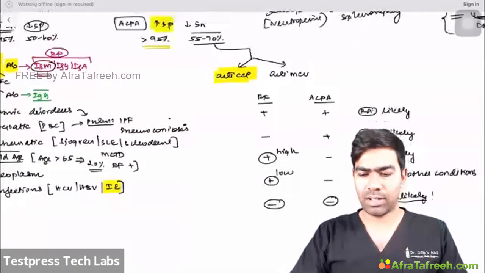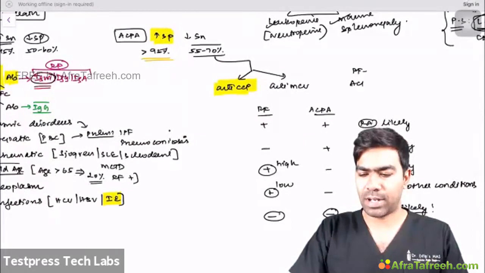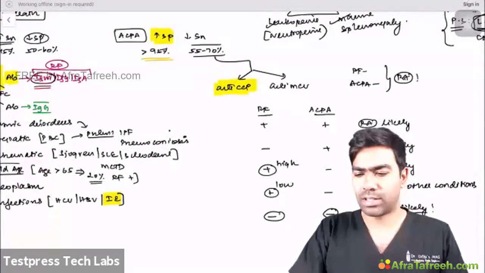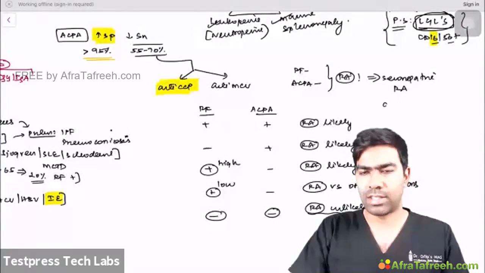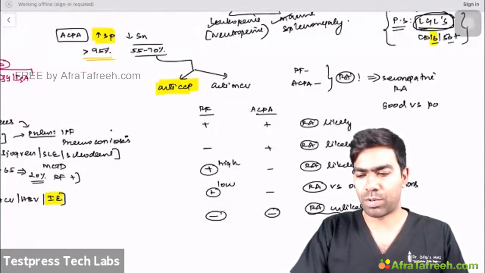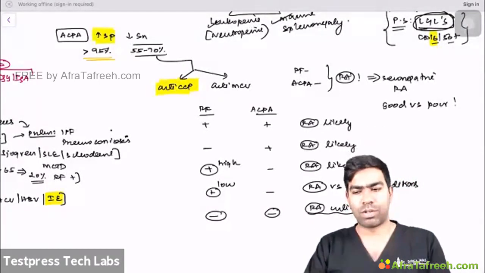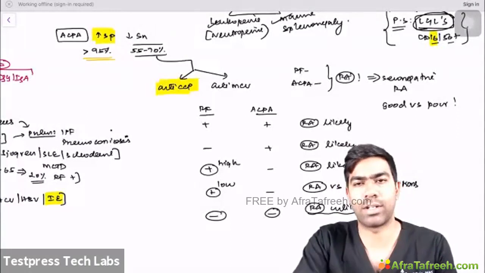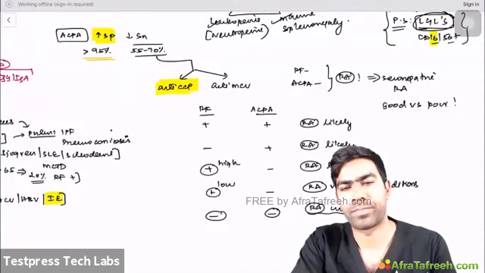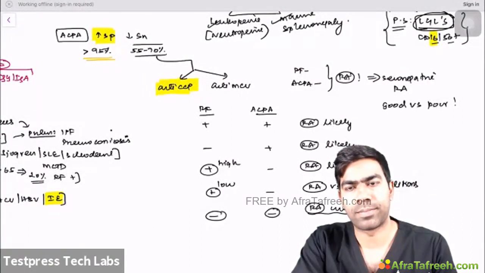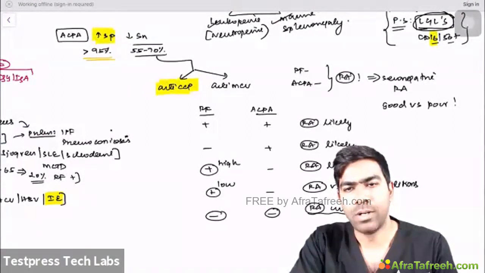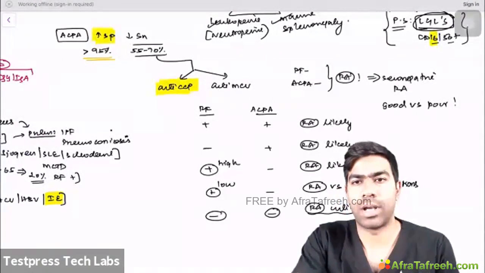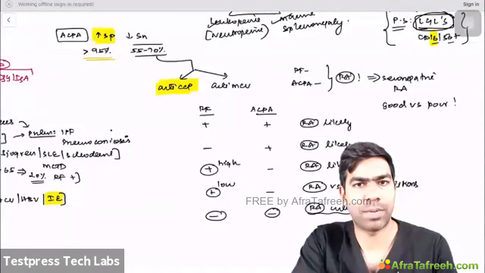Suppose the patient is having RF negative, ACPA negative, and still you are making a diagnosis of rheumatoid arthritis. Okay, fine, so now you call it seronegative rheumatoid arthritis. Is this disease going to have a good prognosis or a poor prognosis? What is your take? If you make a diagnosis of seronegative rheumatoid arthritis, will they have a good prognosis or a poor prognosis? I'm getting a variety of answers saying that the prognosis is poor.